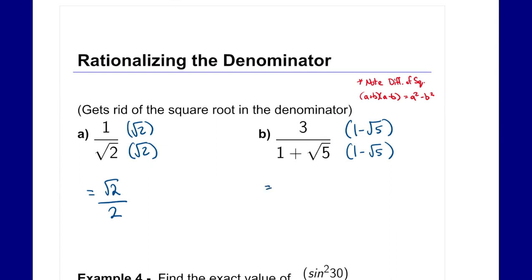So multiplying on the top, the 3 would distribute to both parts, so 3 minus 3 root 5, divided by, on the bottom, the square root of 1, which is 1, minus root 5 squared, which is 5, which simplifies to 3 minus 3 root 5 all over negative 4. So this is the simplified, or the exact value of this expression without any radicals in the denominator.